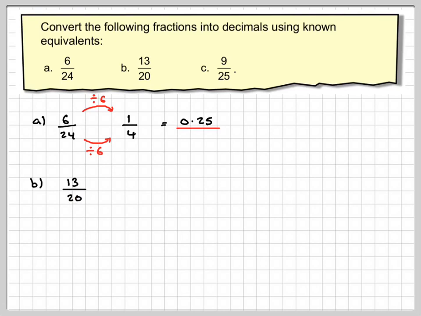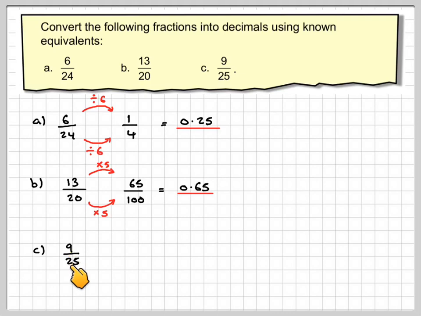B, 13 over 20. Now this one's not quite straightforward, but we notice that 20 goes into 100. If 20 goes into 100, that means we've multiplied it by 5 to get 100, and then 13 by 5 to get 65. Now, 65 divided by 100 is quite easy because you just move the decimal point 2 places, so we're going to get 0.65. 13/20 is 0.65.